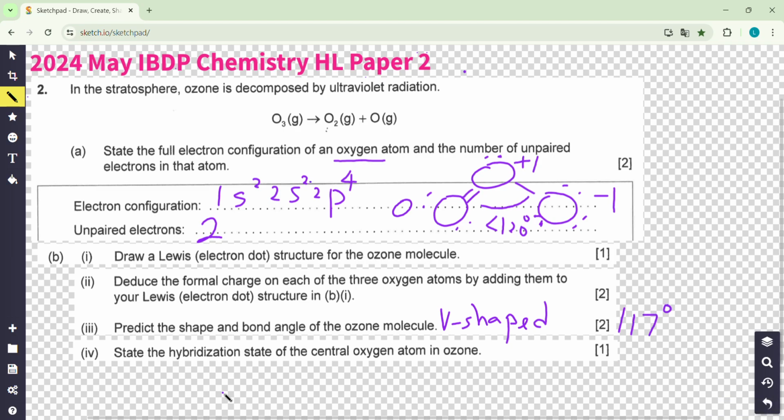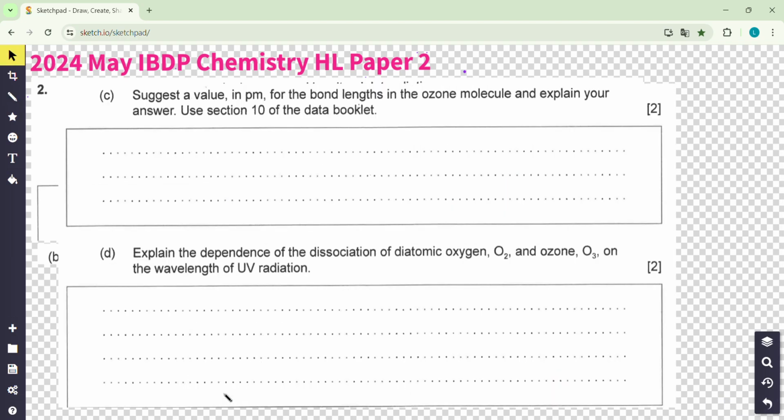State the hybridization state of the central oxygen atom in ozone. Relax, relax. Remember, single bond is a sigma bond. Double bond is 1 sigma 1 pi. Just relax, just write it down, then you can see its hybridization, right? sp2. Don't think about it too hard. Sometimes it's very straightforward.